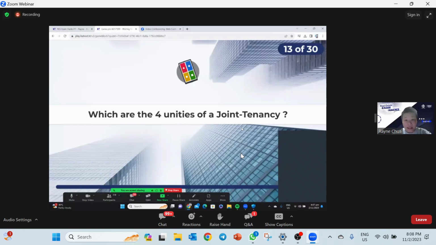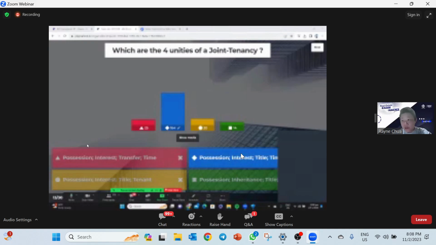Okay, most of you got the correct answer for this one, which is good. So basically joint tenancy, right? For joint tenancy, the key word that you need to understand is that when they have joint tenancy, the people inside this tenancy have undivided share. Okay, undivided share.